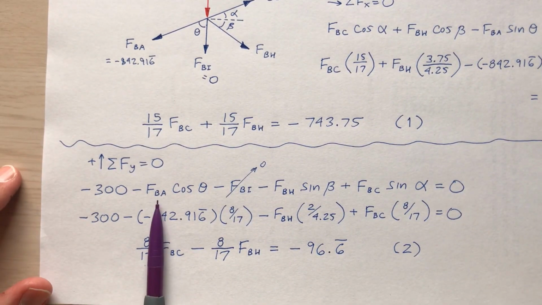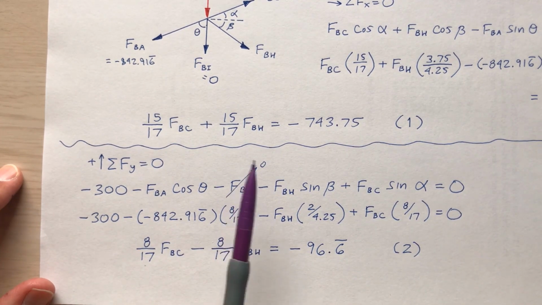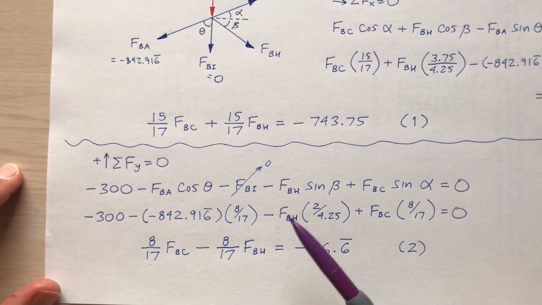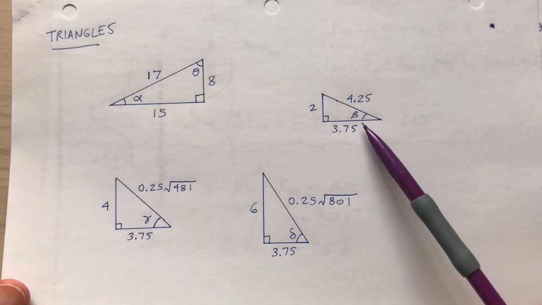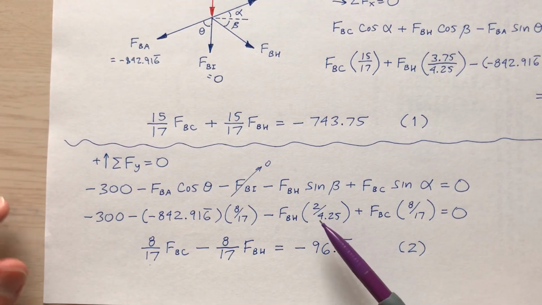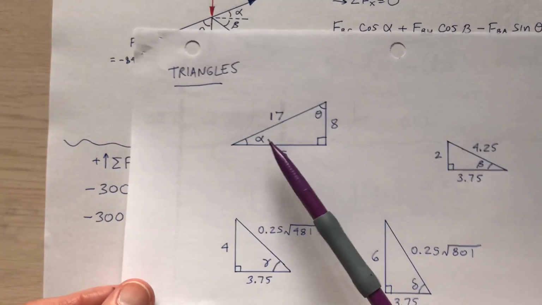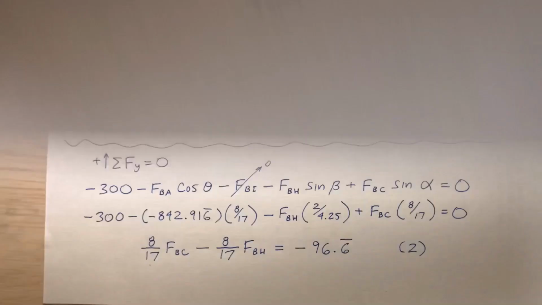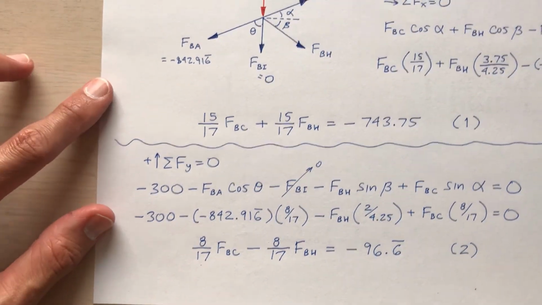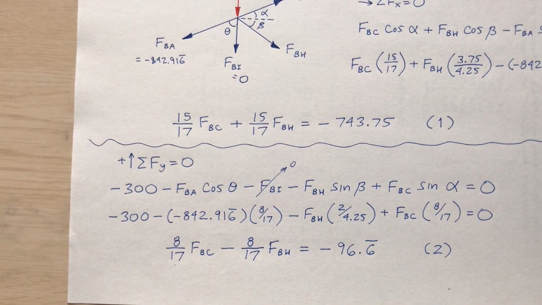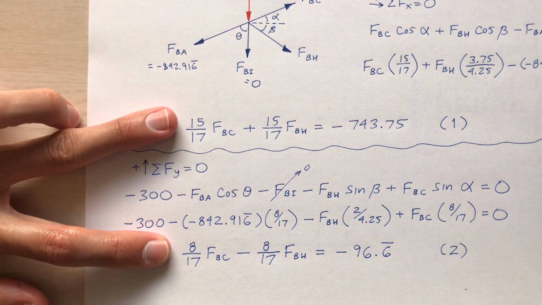Okay, so the F sub BA, I know that. The cosine theta, I know that. F sub BI, I kiss that goodbye. Minus F sub BH sine beta, sine opposite over hypotenuse, so 2 over 4.25. F sub BC sine alpha, opposite over hypotenuse for alpha. Sine of alpha. Okay, so cleaning all this up, I get equation 2. So 2 equations and 2 unknowns. So now I'm going to solve these 2 equations for F sub BC and F sub BH.